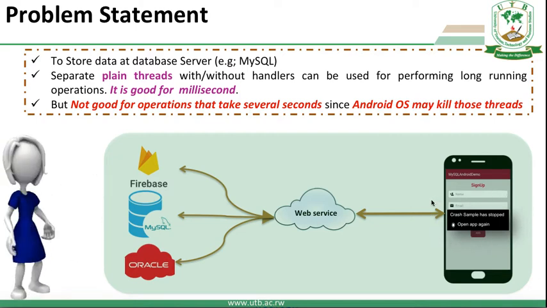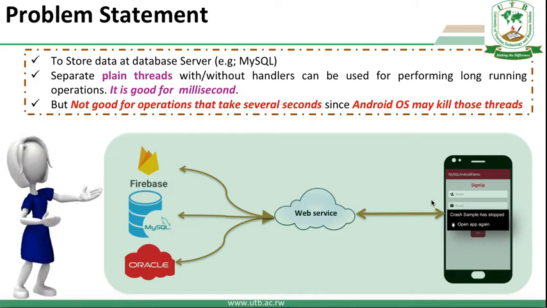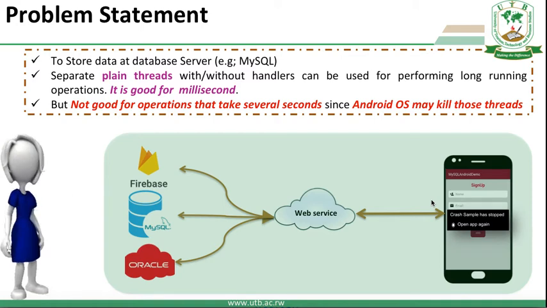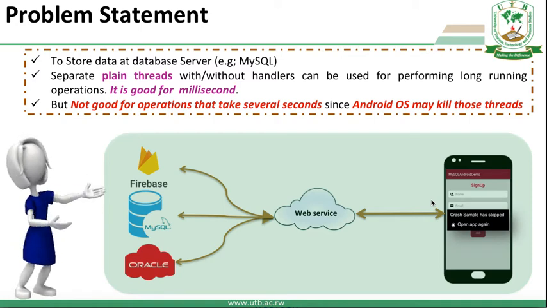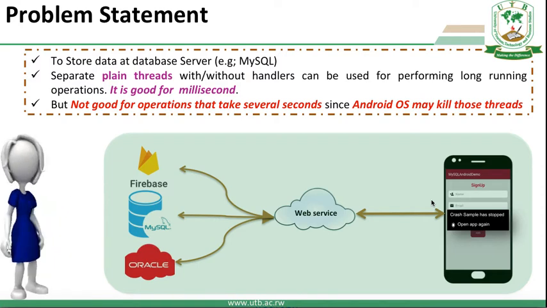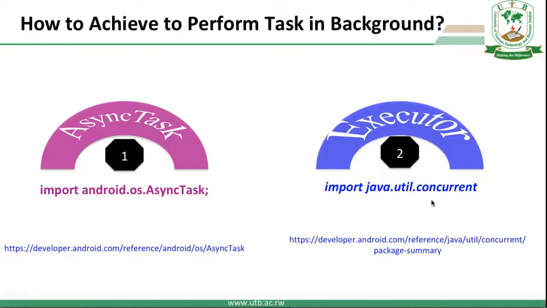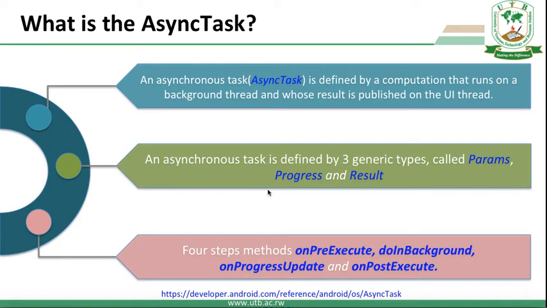So, to send a task to the background which can be completed in several seconds, how do we achieve this? To achieve this, we can use AsyncTask or an executor. AsyncTask is a class whereas executor is an interface. So in this video we are going to see AsyncTask.